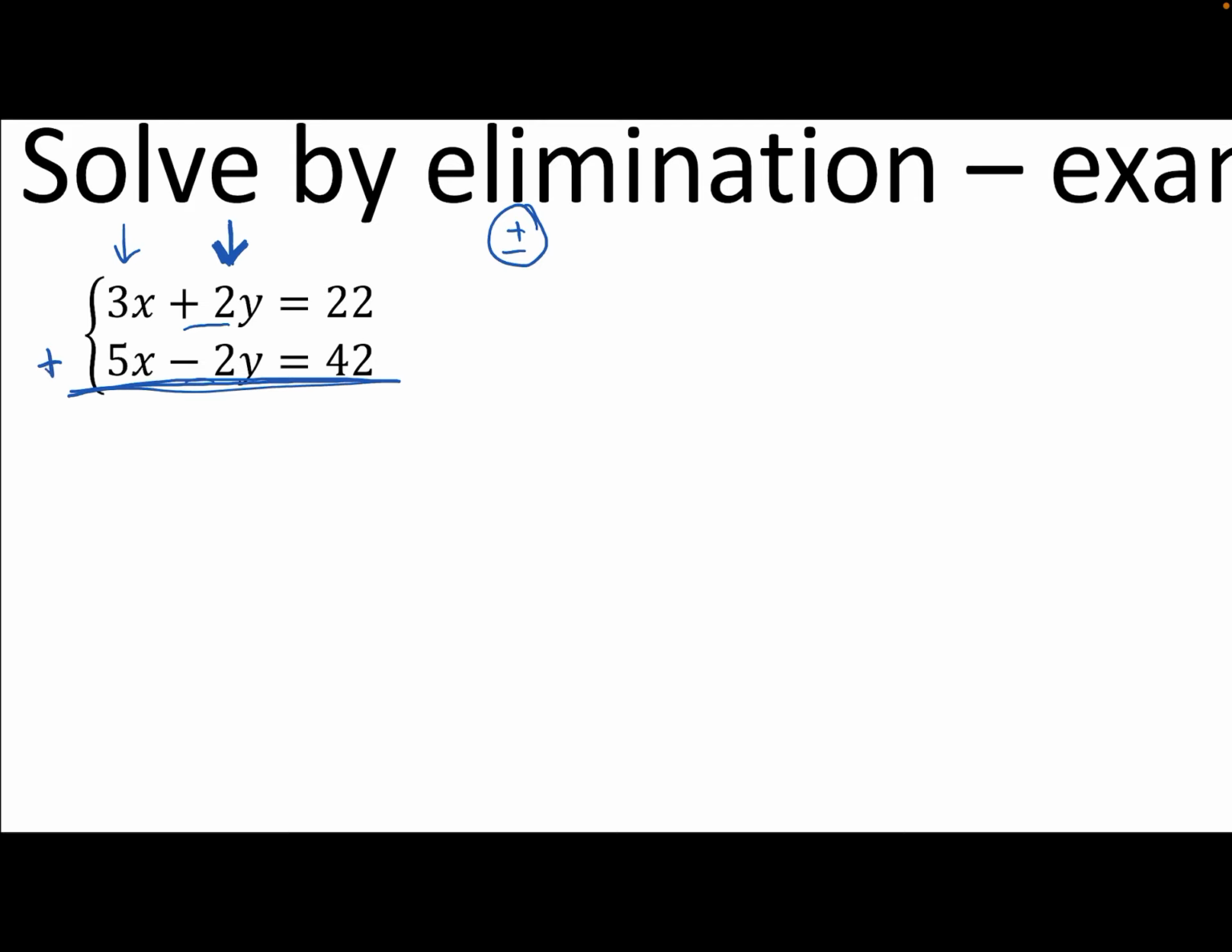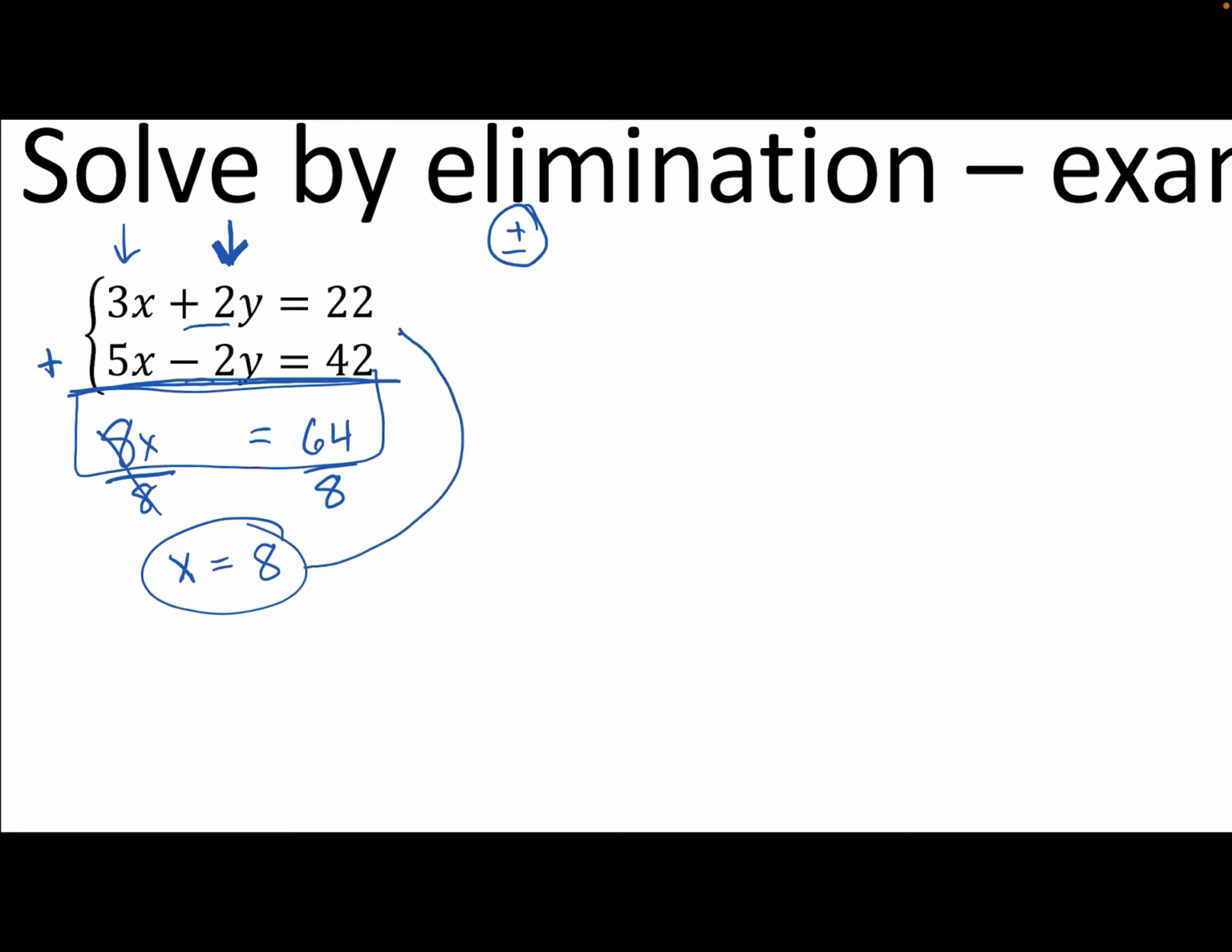So then 3x plus 5x is 8x. 2y plus -2y goes to 0, so I don't have to write anything at all. And then I write this, 64, add that all together. And now look, I have this nice looking equation down here that I can just solve. Divide by 8 on both sides, x equals 8. So there's half your answer right there.